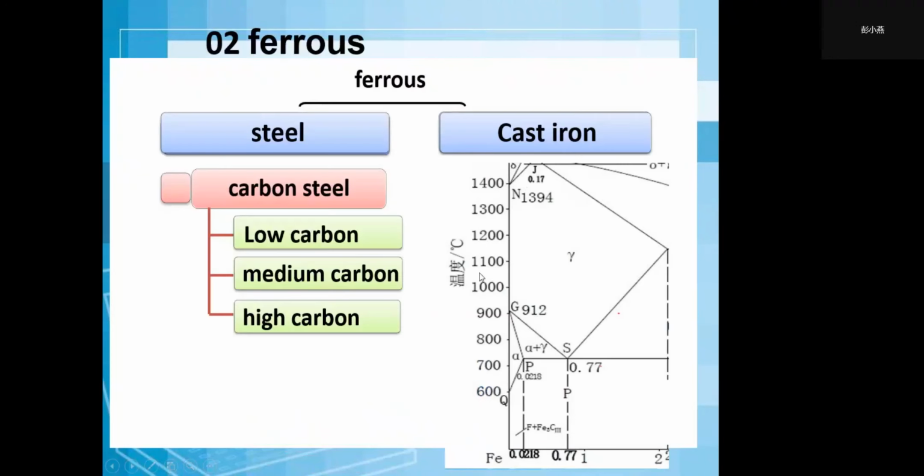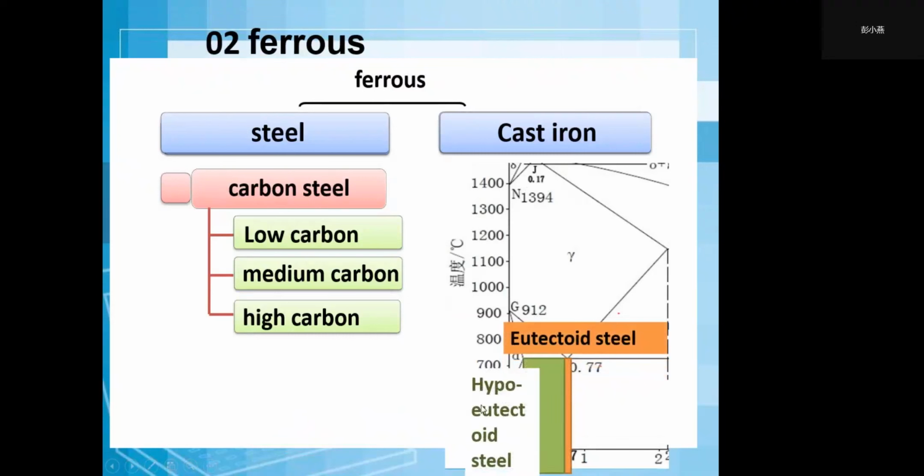And in terms of material structure, carbon steel can be classified as eutectoid steel, hypo-eutectoid steel, and hyper-eutectoid steel. At room temperature, the microstructure of eutectoid steel is pearlite, and the microstructure of hypo-eutectoid steel is pearlite and ferrite. For hyper-eutectoid steel, the microstructure is pearlite and cementite.